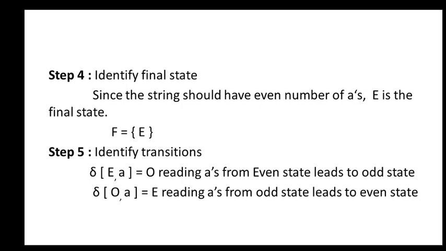E and O are the set of states. We take the first state on the input symbol A and the other state on the input symbol A. How does it go? The start state on a single input A goes to the state O. Reading A's from the even state leads to the odd state, and the transition from O on the input symbol A, reading A's from the odd state, leads to the even state.